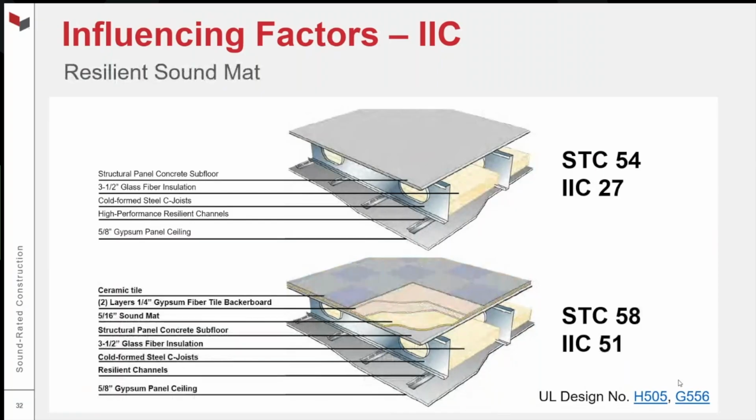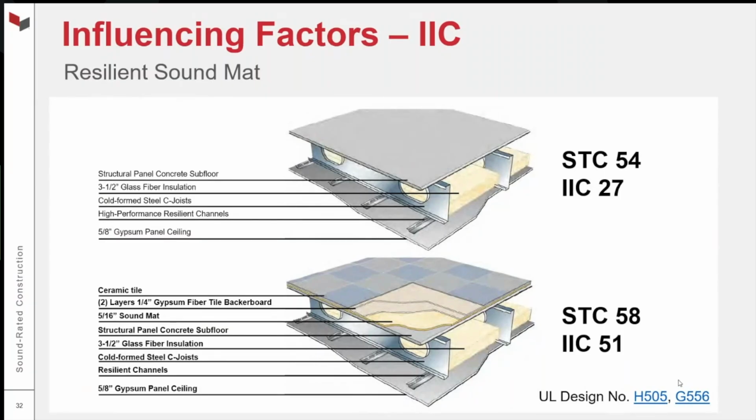So let's look at one more slightly different option where, again, the assembly on top is the same one that we looked at before, bare IIC on the subfloor panel of 27. Below, okay, you've taken away the carpet and pad, but you still need to meet your IIC 50 code minimum. What do you do? You can see there's a little bit of a buildup on top of the subfloor, consisting of a resilient sound mat, a couple layers of gypsum fiber board, and then ceramic tile.